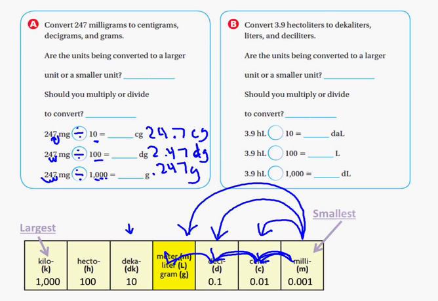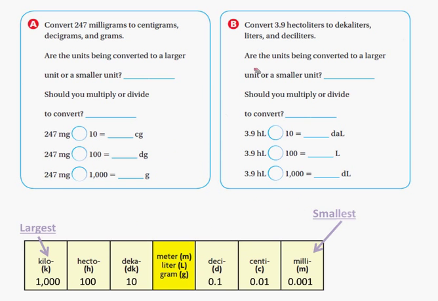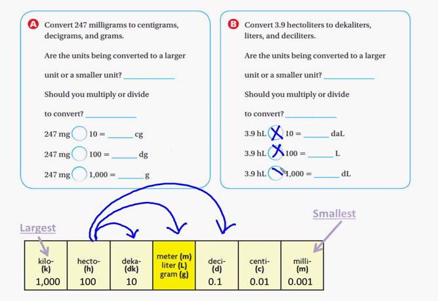Now for this one, I have 3.9 hectoliters to decaliters, liters, and deciliters. So I have hectoliters, and I'm changing it to decaliters, liters, and deciliters. And I can see from this I'm going big to small, which means multiplication. So if I'm going from hectoliters to decaliters, I multiply by 10 because it's only one place value. And I move it to the right, I get 39. Because when I multiply, the number's getting bigger, so I should move it to the right. If I moved it to the left, it would be getting smaller.